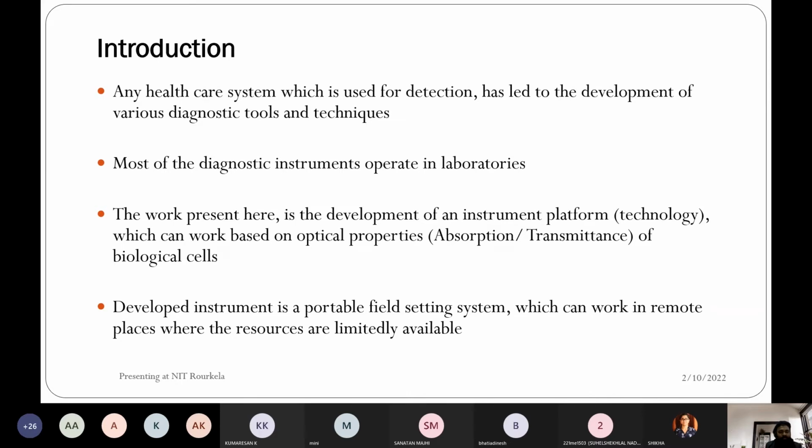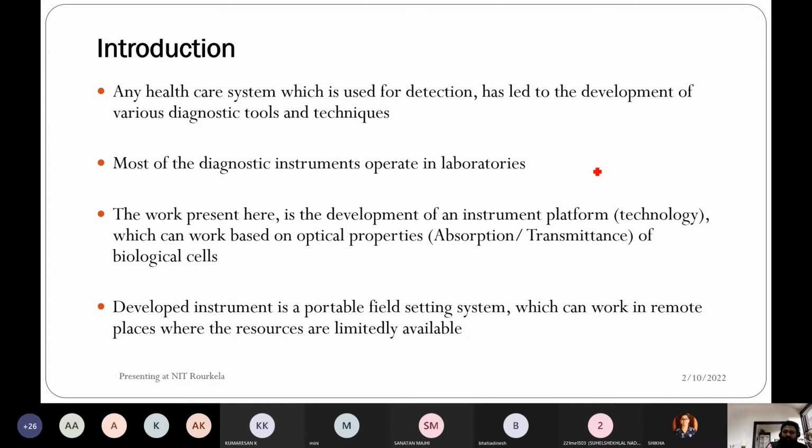Okay, so the work I'm going to present here is the development of an instrument platform which can work based on the optical properties, it might be absorption or transmittance, of any biological cells which react with light. For absorption and transmittance, more or less both are the same thing.